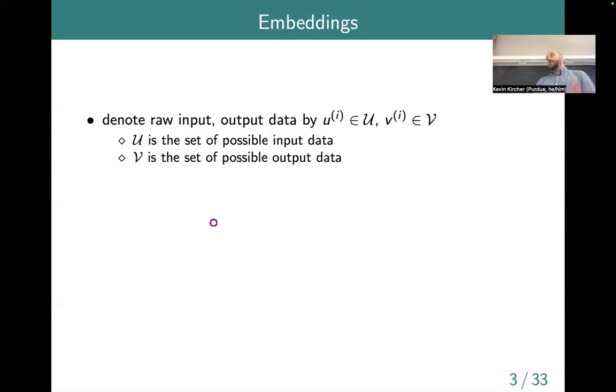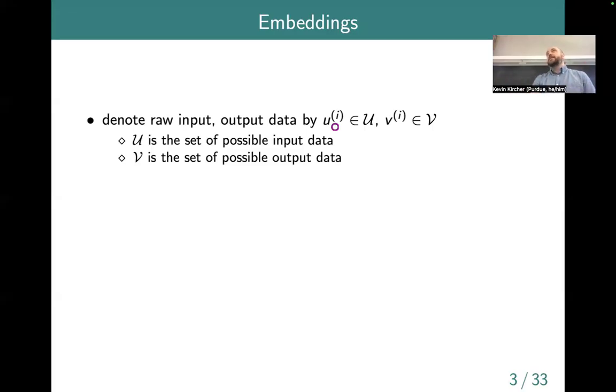So one process that we do when building machine learning models is called embeddings. The idea here is that we have some raw data, call them u, and here the notation, the superscript with the parentheses i, is indicating basically the number of the training example that was given.